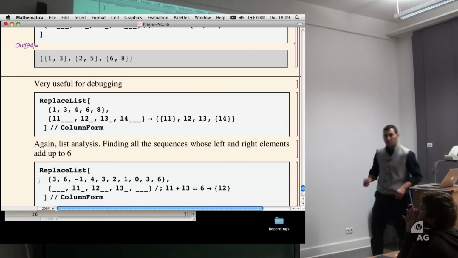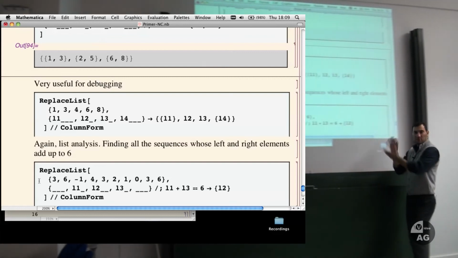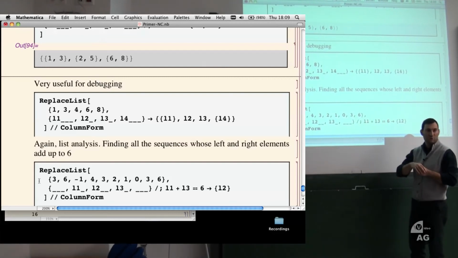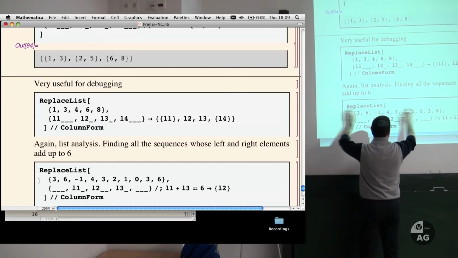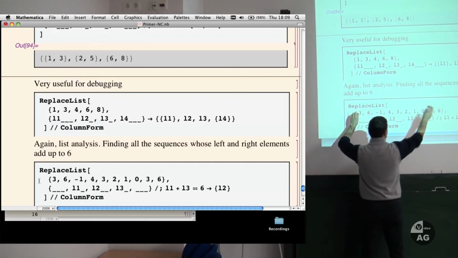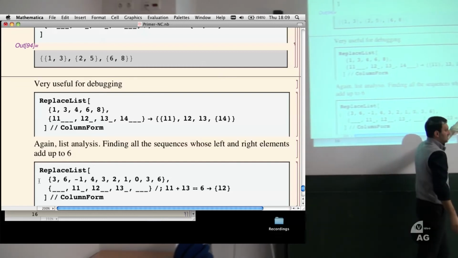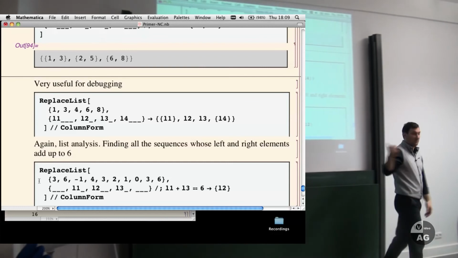Okay, let's find all the sequences whose left and right elements add up to 6. So we have a list and we want to identify the subsequences. Now we're clearly getting into genome studies and stuff like that. We want to find all the sequences where the left and the right entries, combined together, add up to 6. There are several of these things.